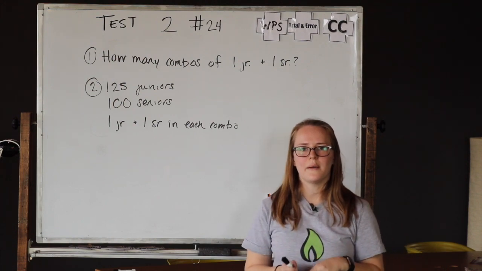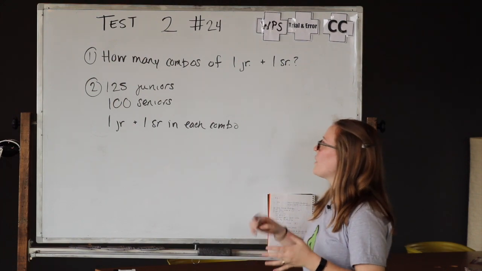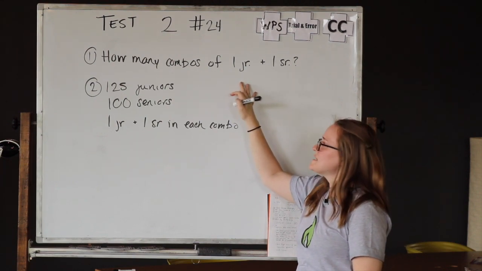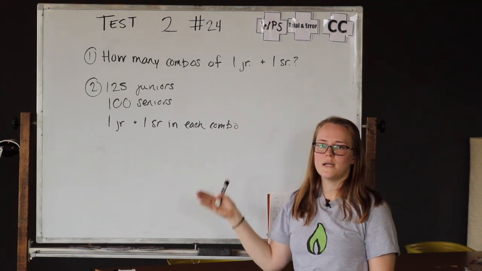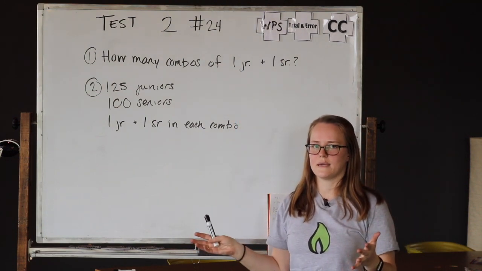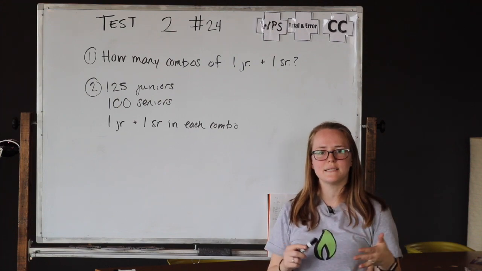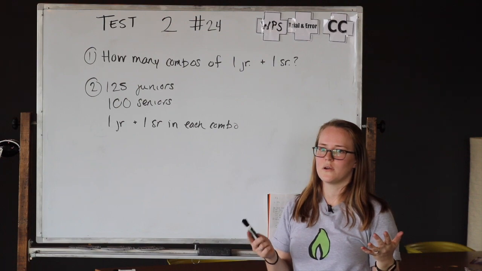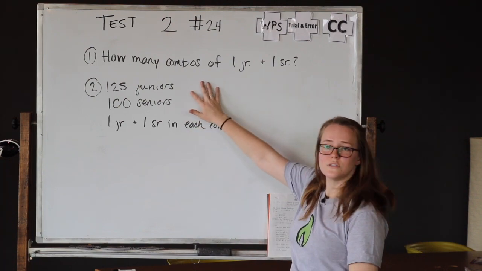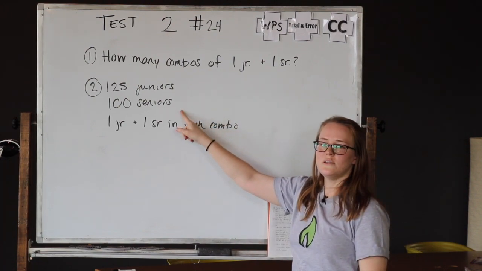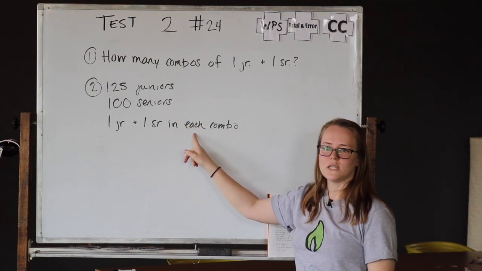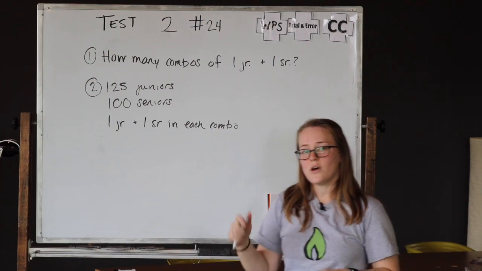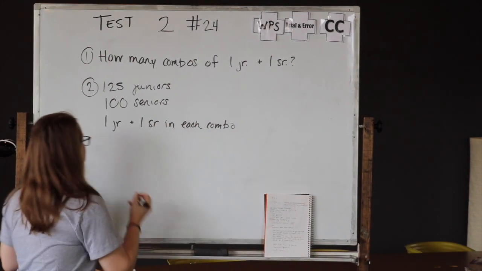So let's work through our word problem strategy. The first thing we're always going to do is read the whole problem and figure out what it's asking us to solve. In this case, that's how many combinations of one junior and one senior we can make. Then we're going to read the problem one sentence at a time to figure out how many combinations of one junior and one senior there are. So we know there's 125 juniors, 100 seniors, and we need one of each in each combination, one junior and one senior. So now we're going to solve to figure out how many combinations there are.